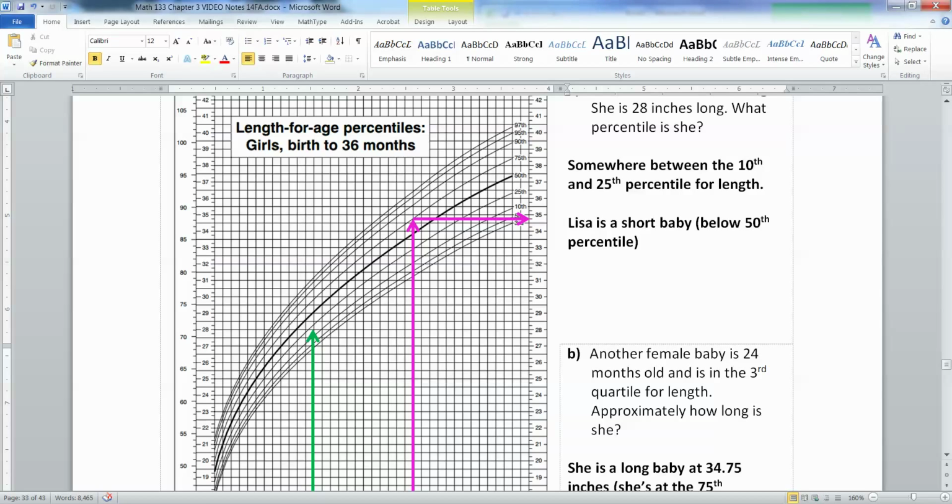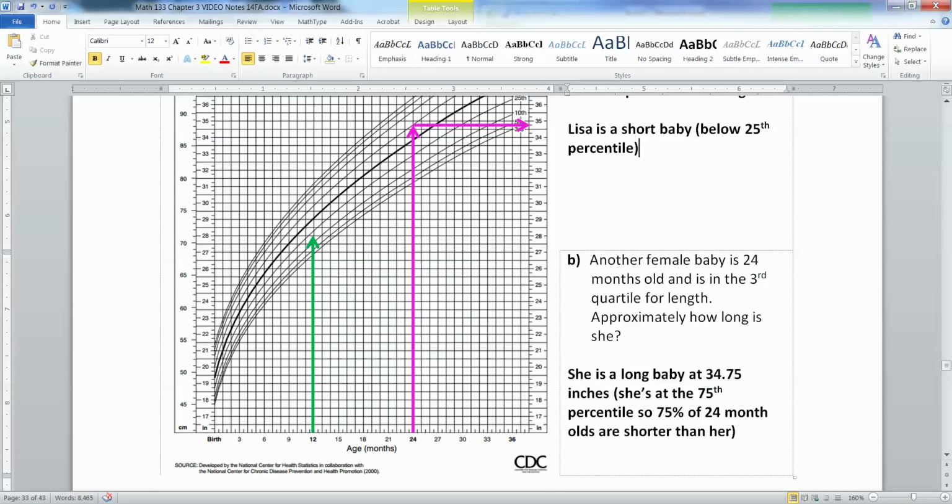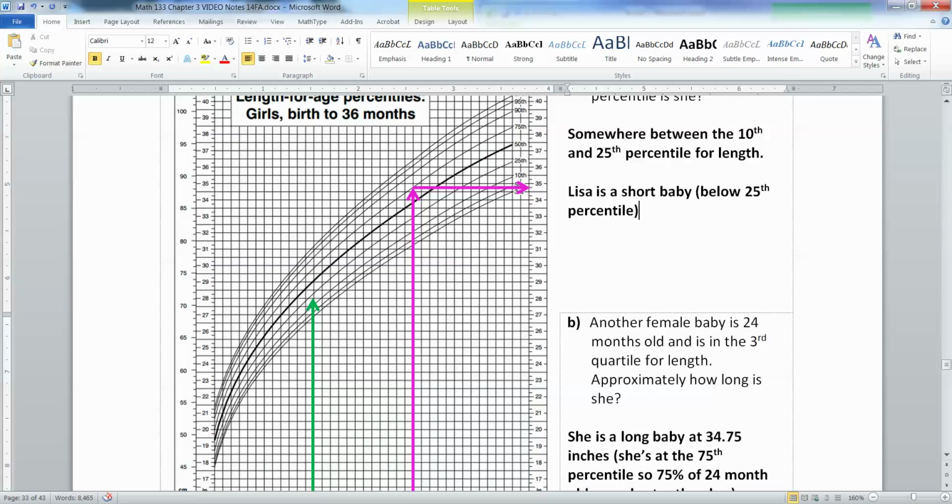We're going to leave it at that for Lisa. We're not entirely certain. I mean, it could be somewhere around the 17th percentile, 15th percentile. It's a little bit hard to gauge. It's somewhere between the 10th and the 25th, that's for sure. And keep in mind that means she's a pretty short baby, right? She's well below the 50th percentile, and she's below the 20th percentile, right? So she's shorter than the 25th percentile for sure, right? Short.